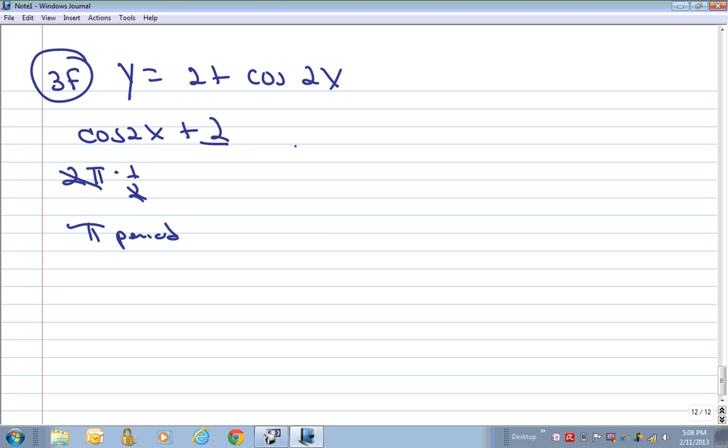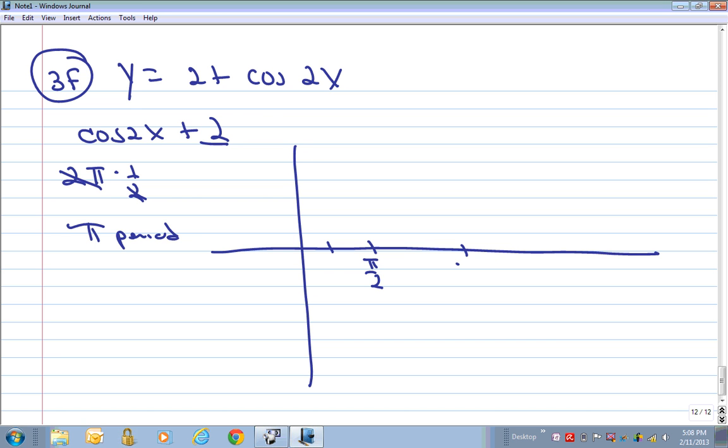All right, so let's go ahead and get our graph. So we have pi over 2 and pi. And since that's as far as we're going to get our graph, then we're going to go in the middle. Halfway in between would be pi over 4, and halfway in between would be 3 pi over 4. You need to label really well.